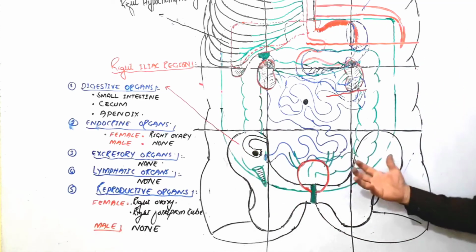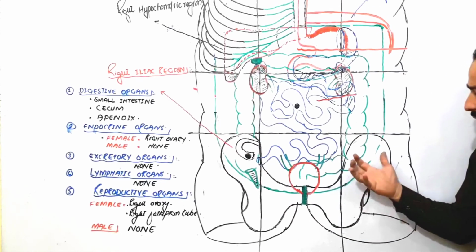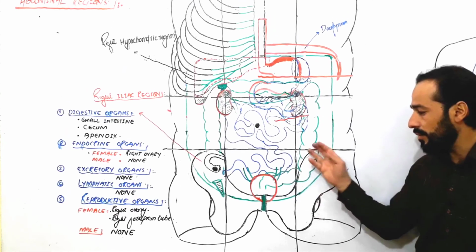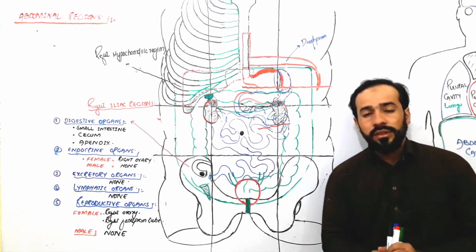So let's go towards the left iliac region and see what other structures are found in your left iliac region. See you in the next lecture.